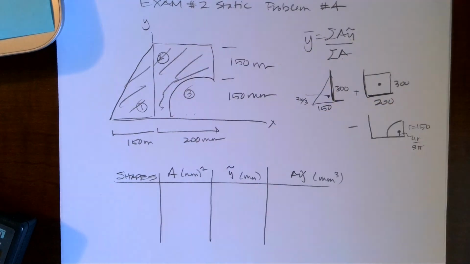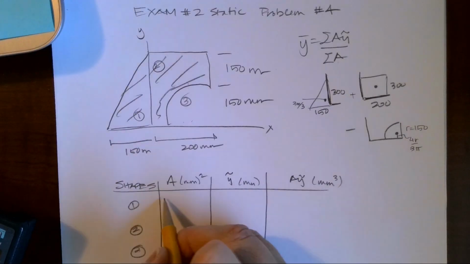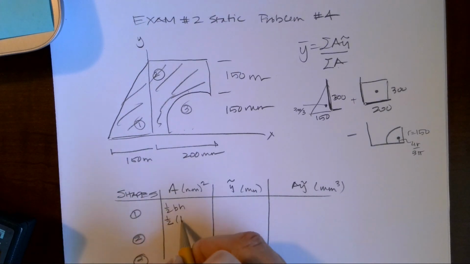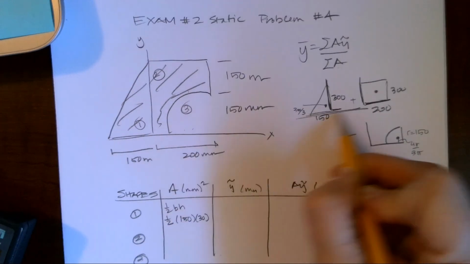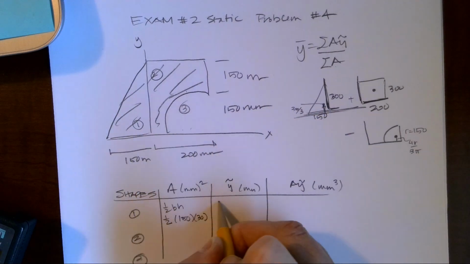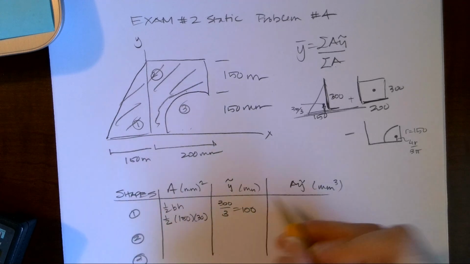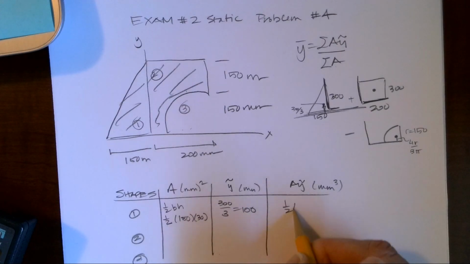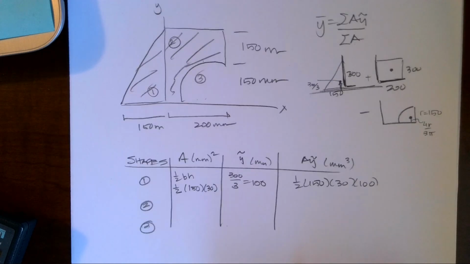So now that we have everything fairly well set out, we can call them shapes 1, 2, 3. So area of a triangle is 1/2 base times height. So I get 1/2 base times height. And then from my y-axis, I go up. I'm going to go up 300, but I only go 1/3 of the way up. And then we're going to multiply this out. So we get 1/2 times 150 times 300 times 100. Okay, you guys have the solutions. I'm just trying to show you how to set it up.